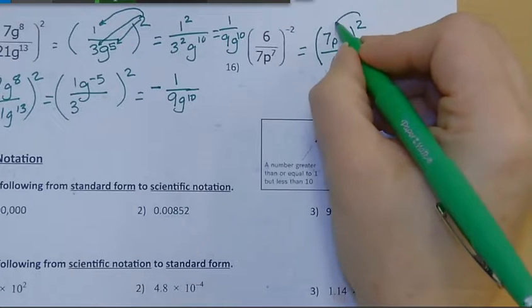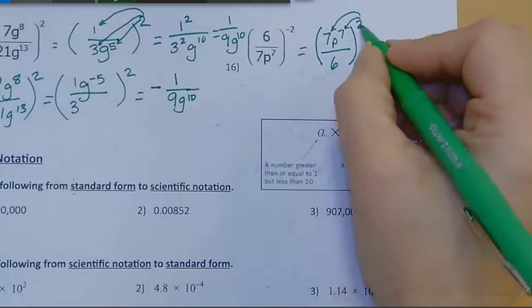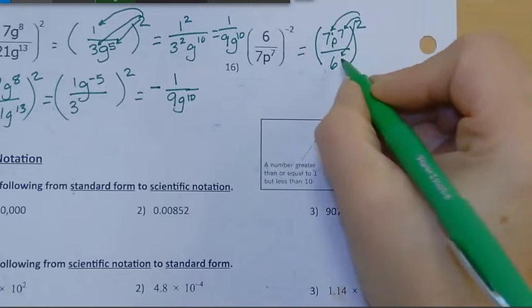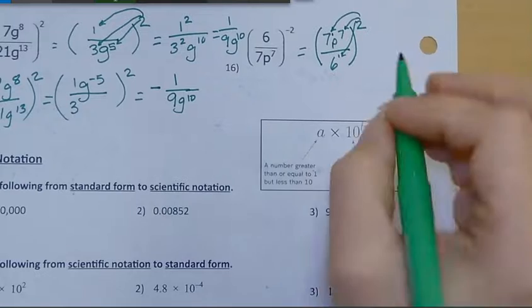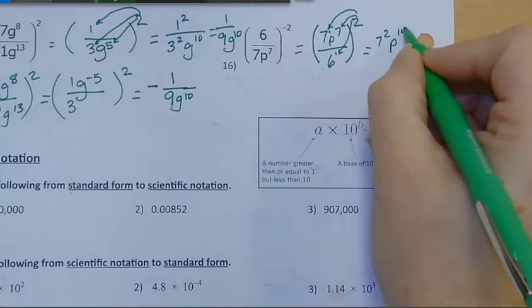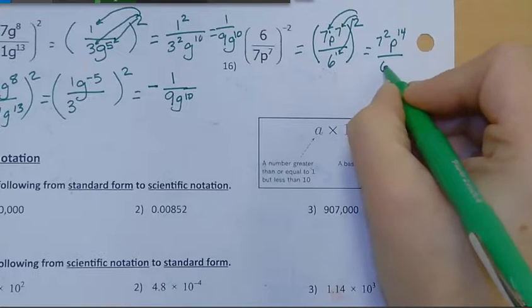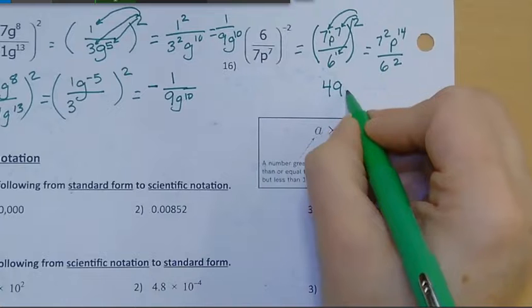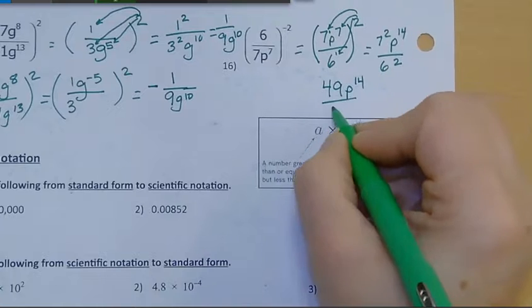So now I will distribute that 2 to every single exponent that I can find inside. So remember, we have a positive 1 and we have a positive 1. I end up with 7 squared, p to the 14, all over 6 squared. And of course that simplifies to be 49, p to the 14, over 36.